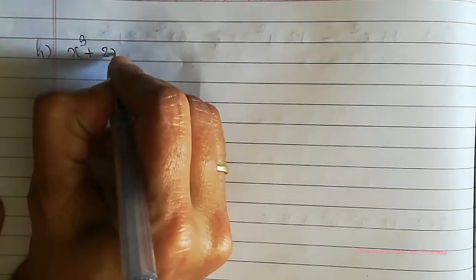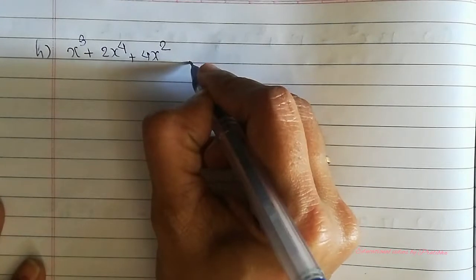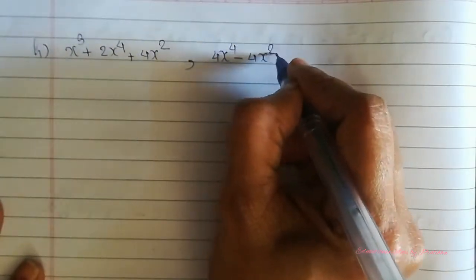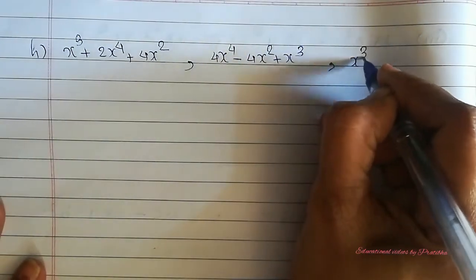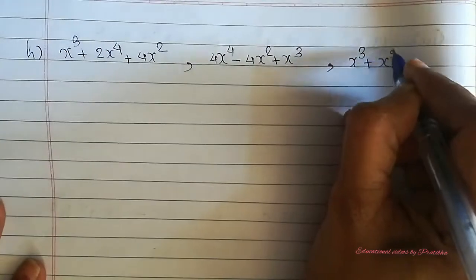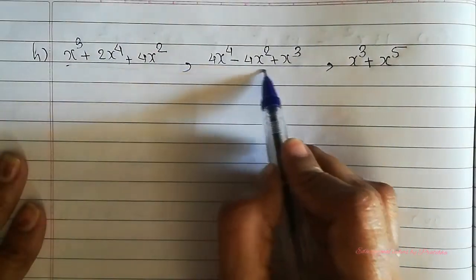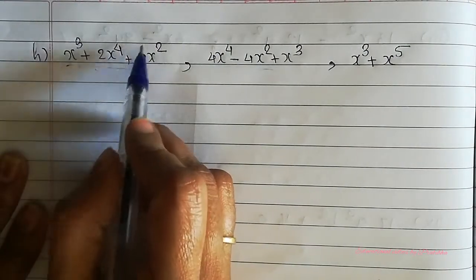Now we will discuss one more example from the same practice set, that is H. Question is x cube plus 2x raised to power 4 plus 4x square. Second expression is 4x raised to power 4 minus 4x square plus x cube. And the third expression is x cube plus x raised to power 5. Now if you observe here, the terms are not arranged in the descending order of the power.